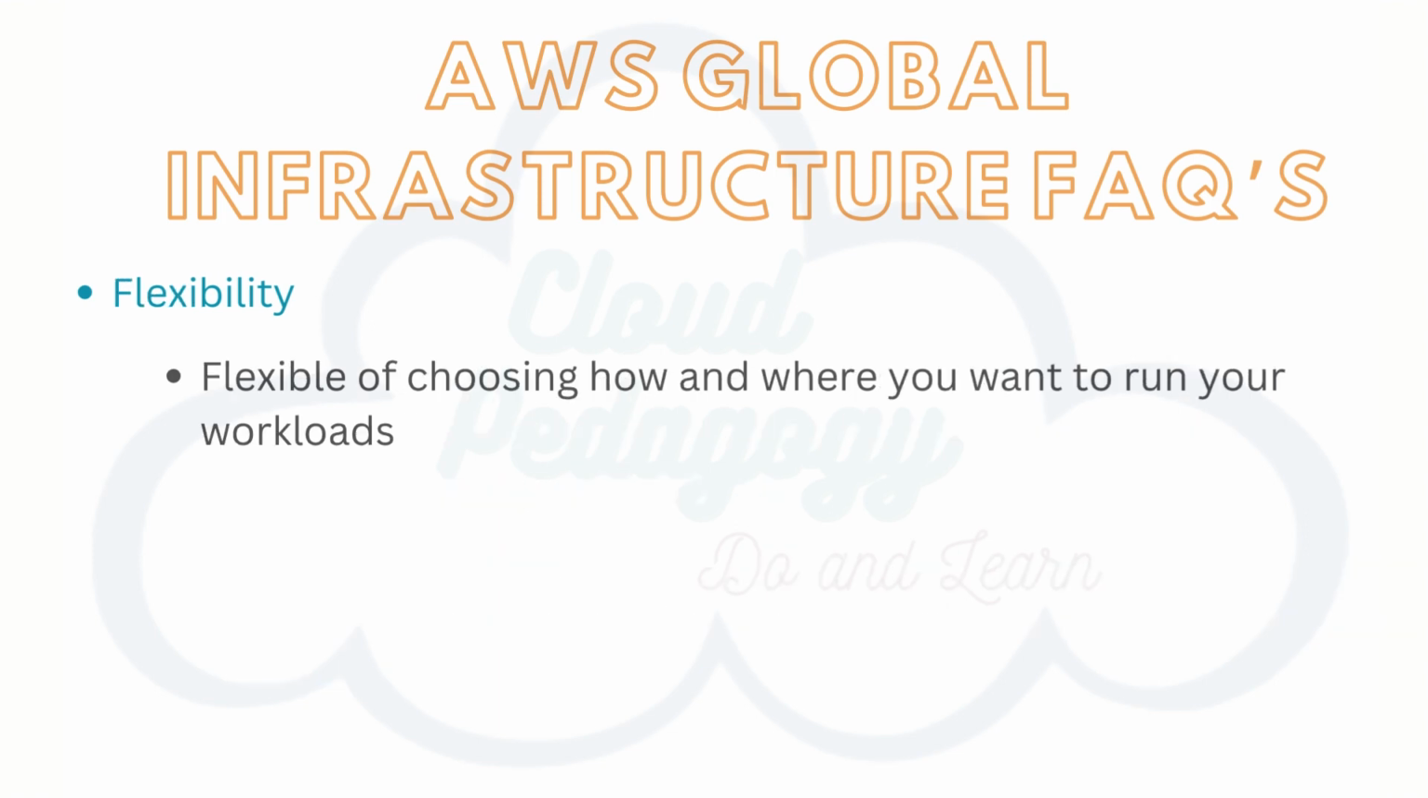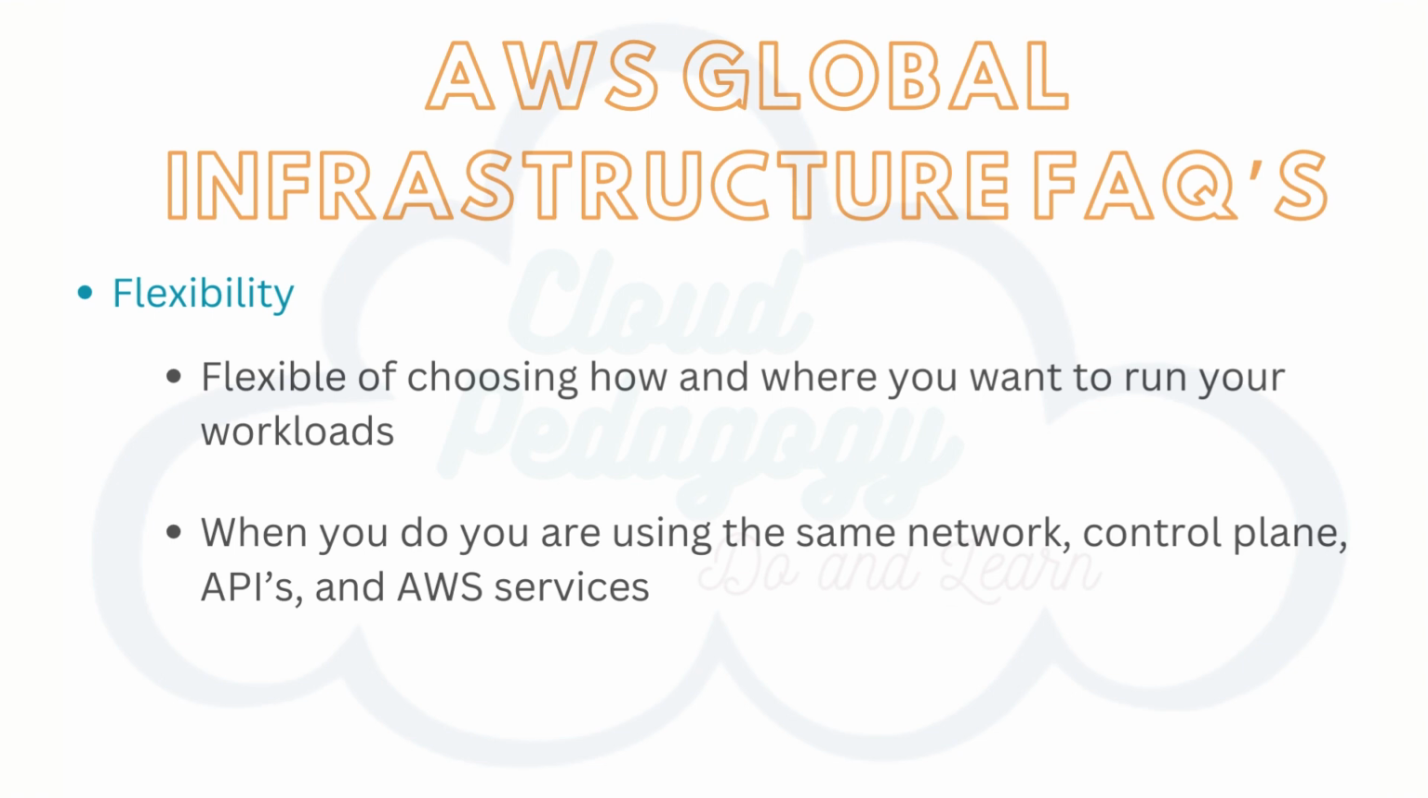Next, flexibility. The AWS global infrastructure gives you the flexibility of choosing how and where you want to run your workloads. And when you do, you are using the same network, control panel, APIs, and AWS services. If you'd like to run your application globally, you can choose from any of the AWS regions and availability zones.